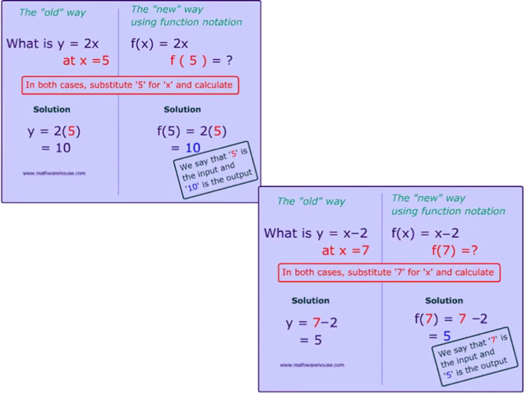Here's another way to think of it. The old way that we have been using is, what is y equals 2x if x is equal to 5. And you've been asked to evaluate that, and you know that you just replace the x with a 5. The new way using function notation says f of x equals 2x and the function is 5. So then what would it be? We say 5 here is the input and 10 is the output.